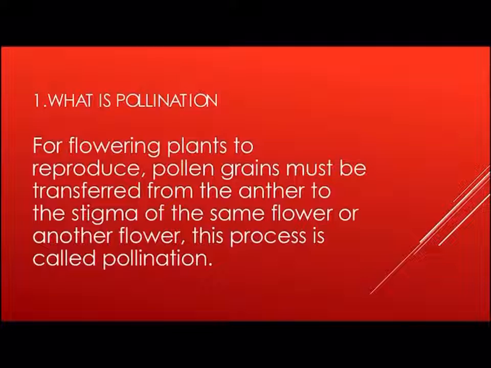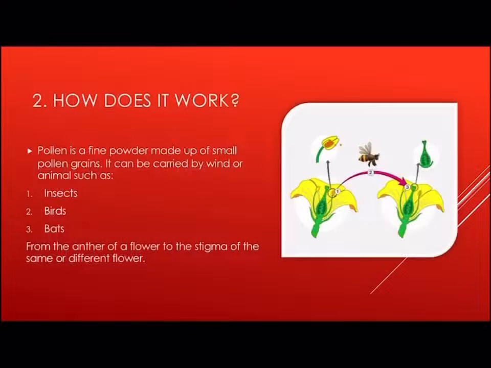For flowering plants to reproduce, pollen grains must be transferred from the anther to the stigma of the same flower or another flower. This process is called pollination. Let's see how it works.